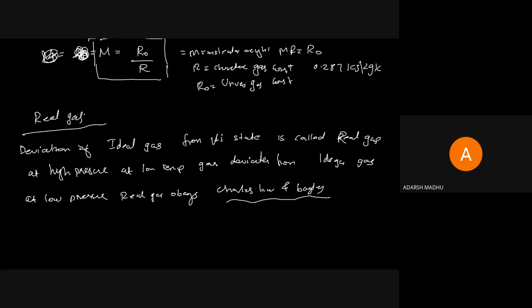Do not forget. Please mark it as a very important term and please make it in a box. M equal to R naught by R, or G by R, or R bar by R, anything.